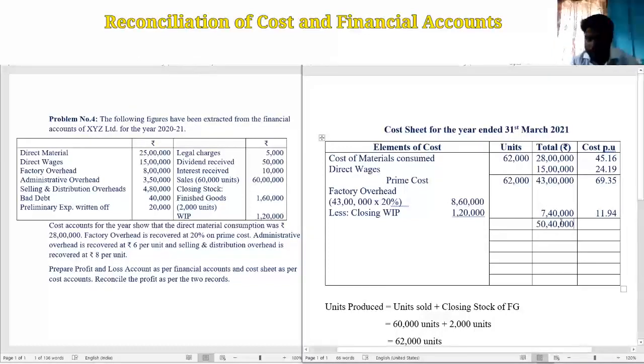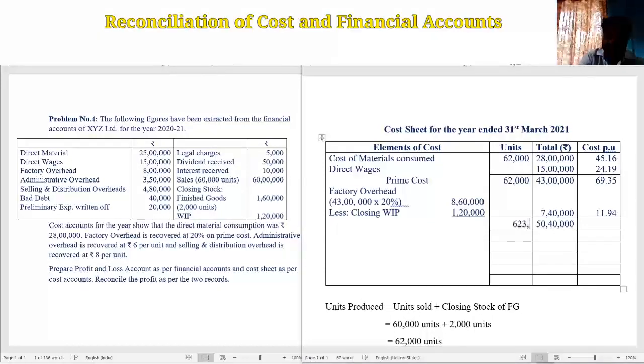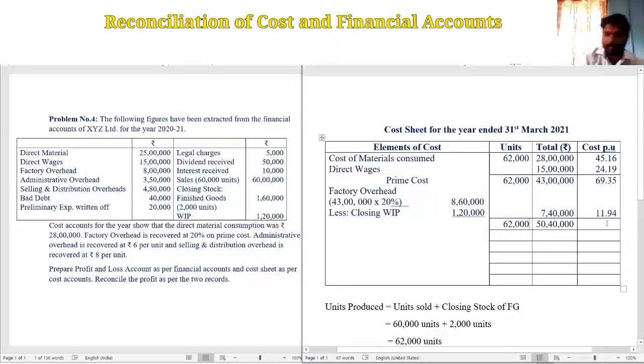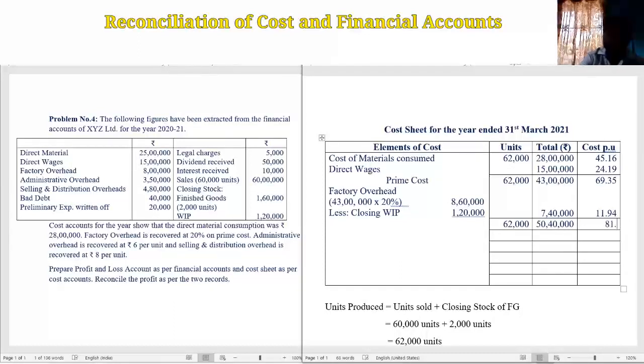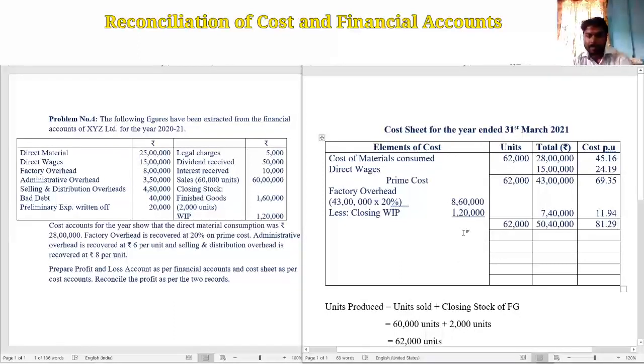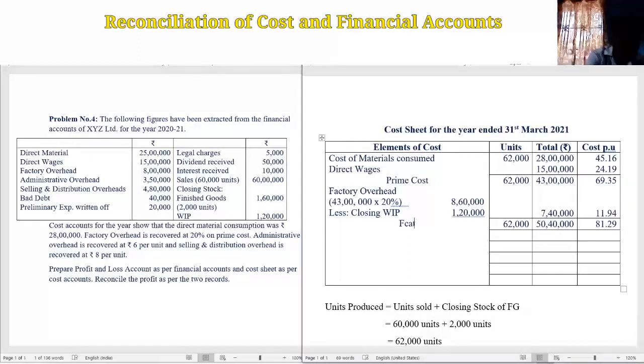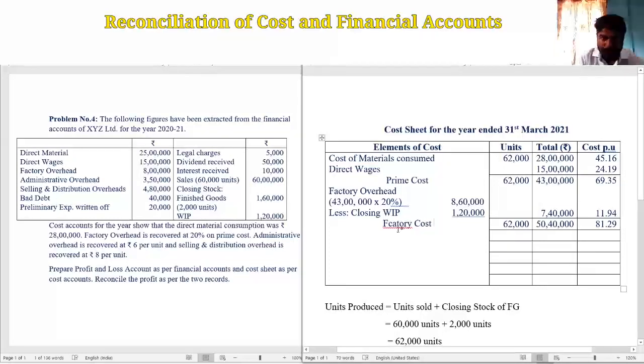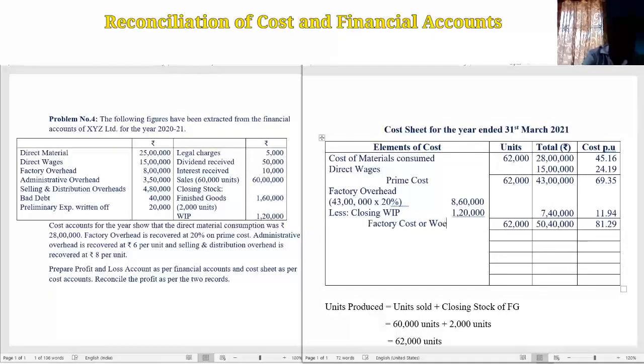Calculate the cost per unit. 50,40,000 divided by 62,000 is 81.29. What is this actually? This is the factory cost or work cost.